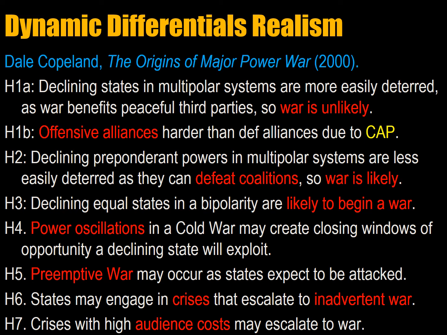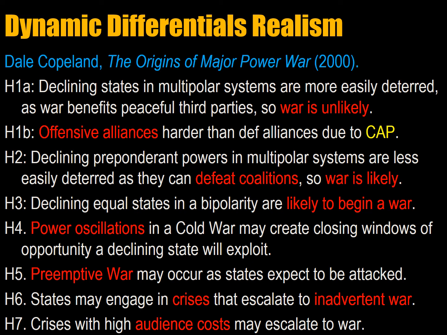Hypothesis 4. Power oscillations in a Cold War, or basically a deterrent confrontation, may create closing windows of opportunity a declining state will exploit. So China today is about 60% or 70% of the American economy. Perhaps when China is 80 or 90% of the U.S. economy, the U.S. military will have one last chance to confront China.